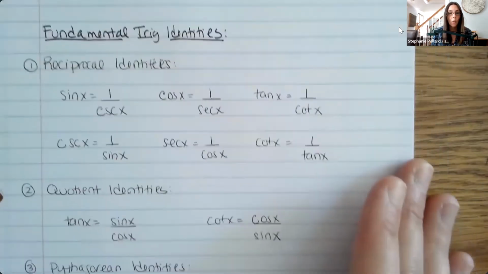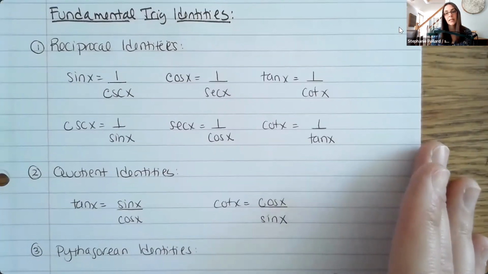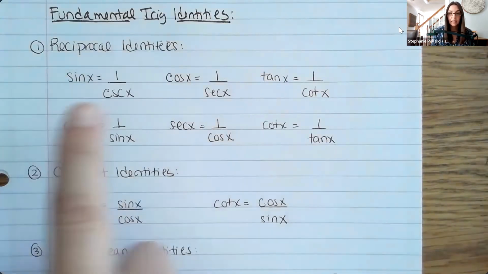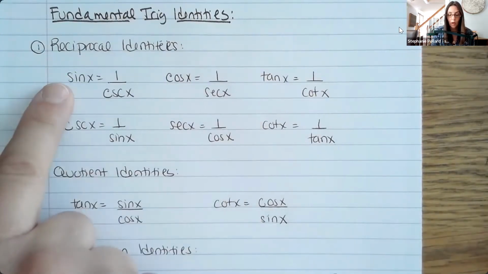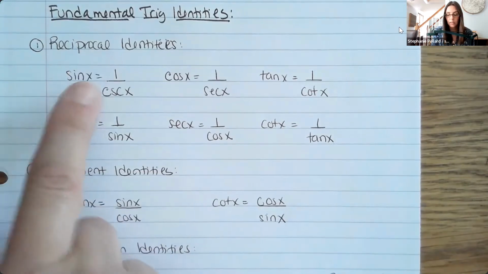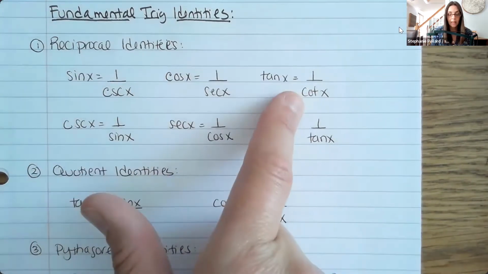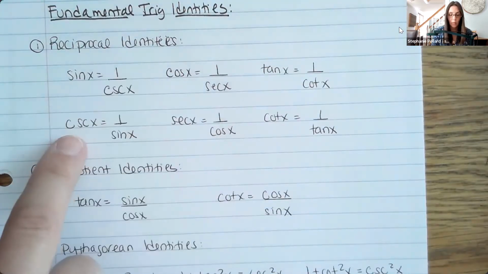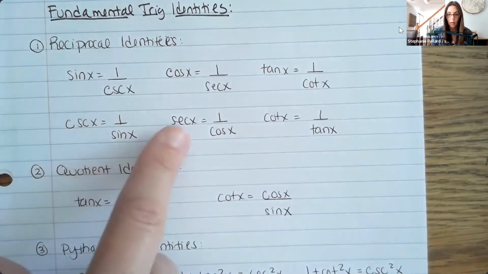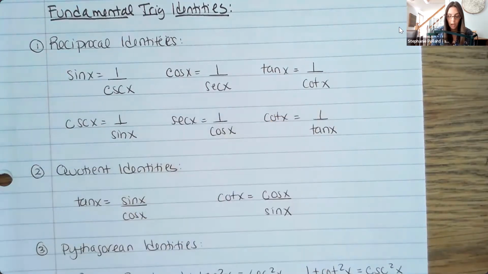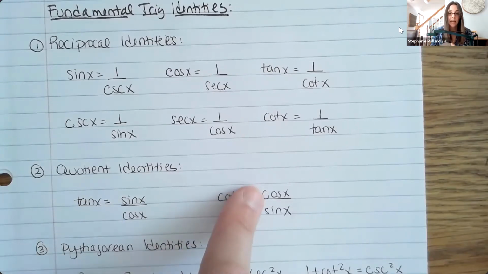So these are your fundamental trig identities. Again, we've already seen all of these. The first set are your reciprocal identities. Sine is the same thing as 1 over cosecant, cosine is 1 over secant, tangent is 1 over cotangent, and similarly, cosecant is 1 over sine, secant is 1 over cosine, and cotangent is 1 over tangent. For your quotient identities, we know that tangent is sine over cosine, and cotangent is cosine over sine.